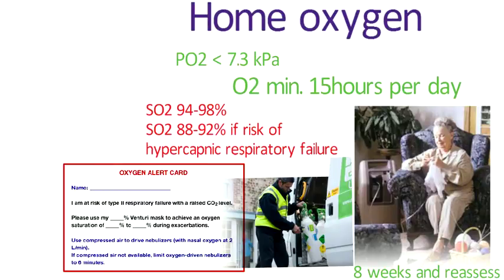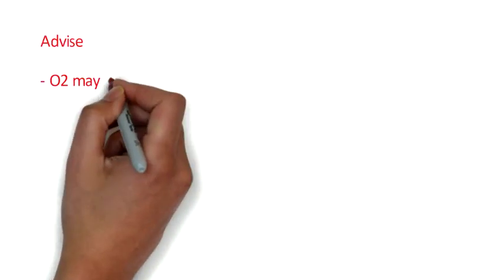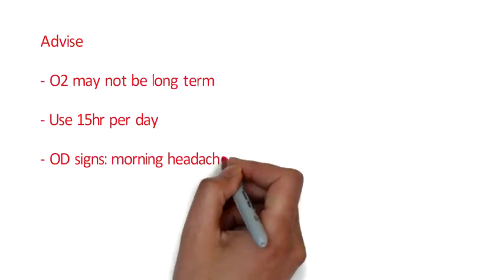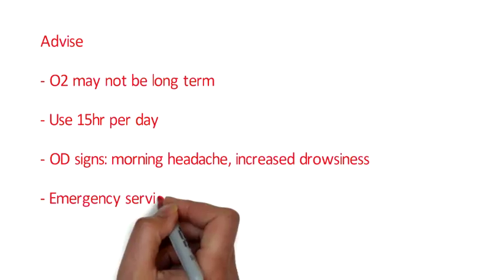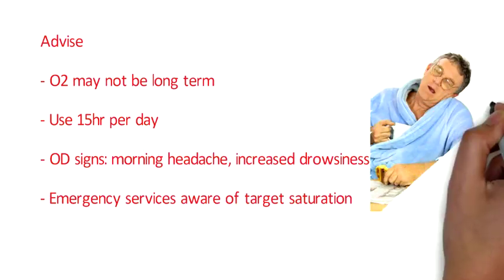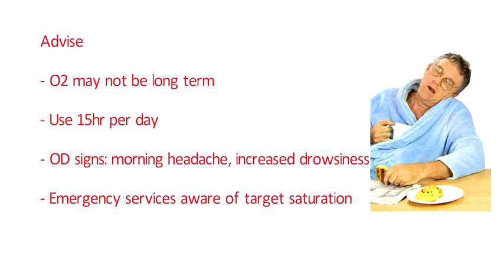All patients should be instructed on the duration of use per day, so it should be 15 hours or up to 24 hours. Now, they should also be told about the symptoms of potential overdose, which include morning headache and increased drowsiness, and patients should be made aware to look for these symptoms. Emergency services should also be aware of target saturation and treat patients appropriately.